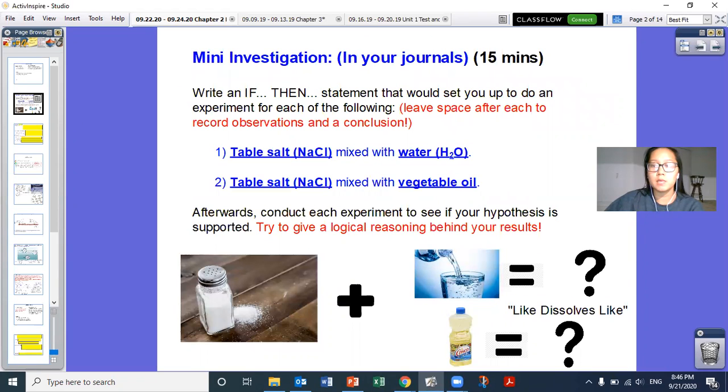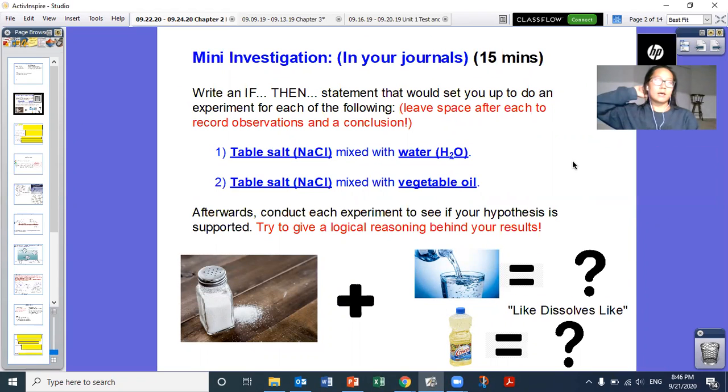So for the mini investigation, remember, y'all were looking at when I did the demo for when you mix table salt, which is called NaCl chemically, with water, which is H2O as its chemical formula, versus when we mixed table salt with vegetable oil. And if you recall, I asked you to write a hypothesis, and the hypothesis should have been, if I mix table salt with water, then, for example, the table salt will dissolve, or the table salt will not dissolve, right? Same for the hypothesis for the table salt with the vegetable oil.